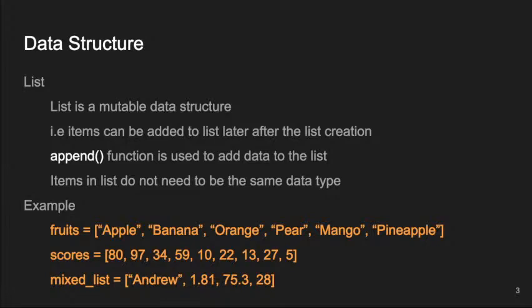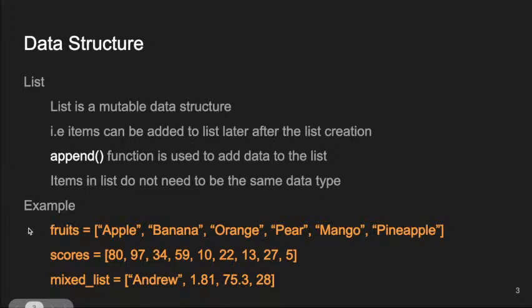Okay, so to add a new item to the list, you use the append method. So this is how you write it, append. So you use the append function or method to add new items to your list. Your lists, strictly speaking, do not all need to be of the same data type. All the items in the list don't all need to be of the same data type.